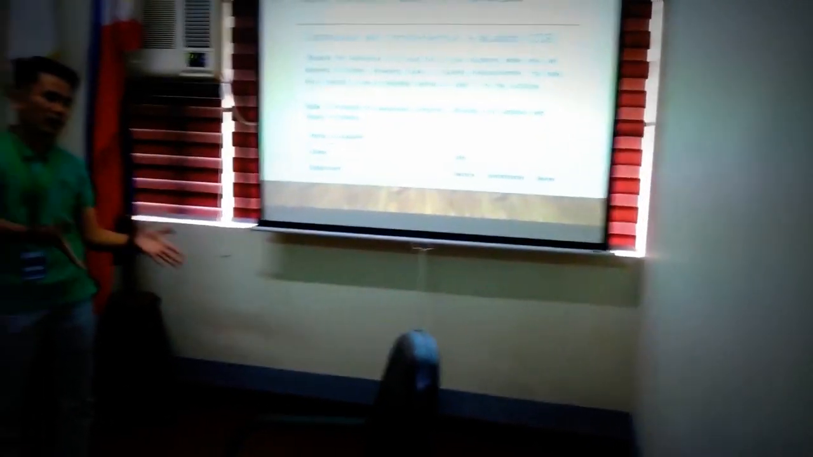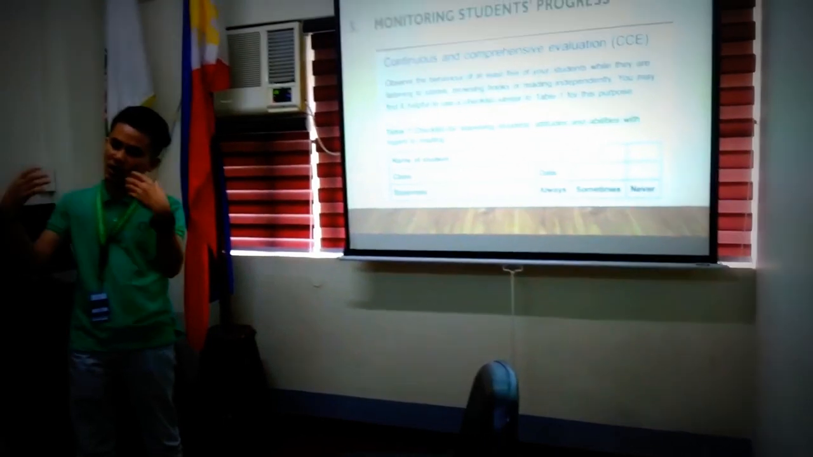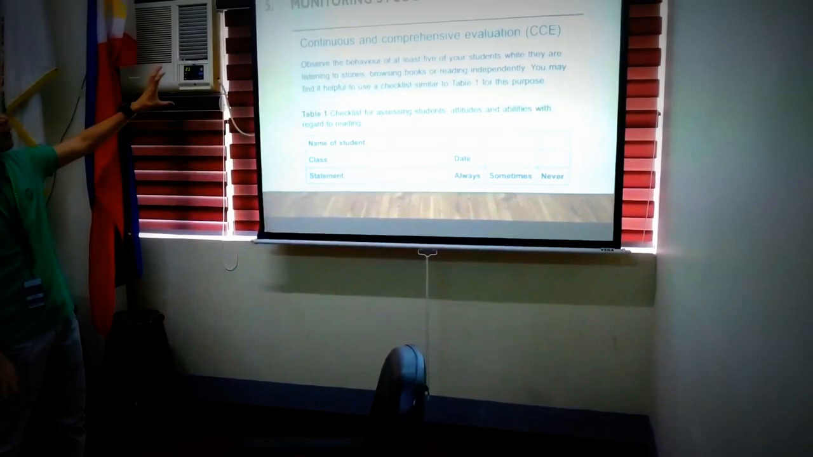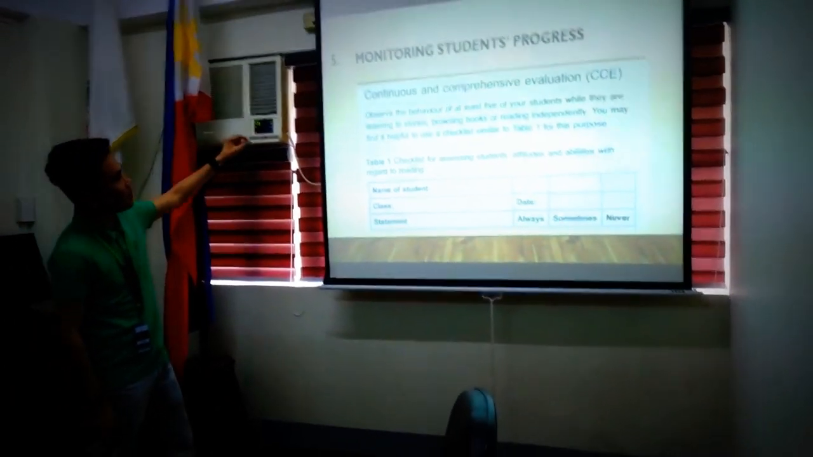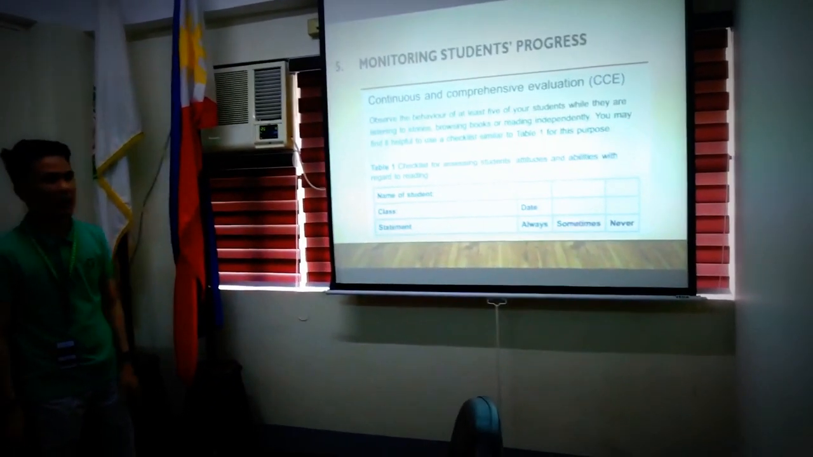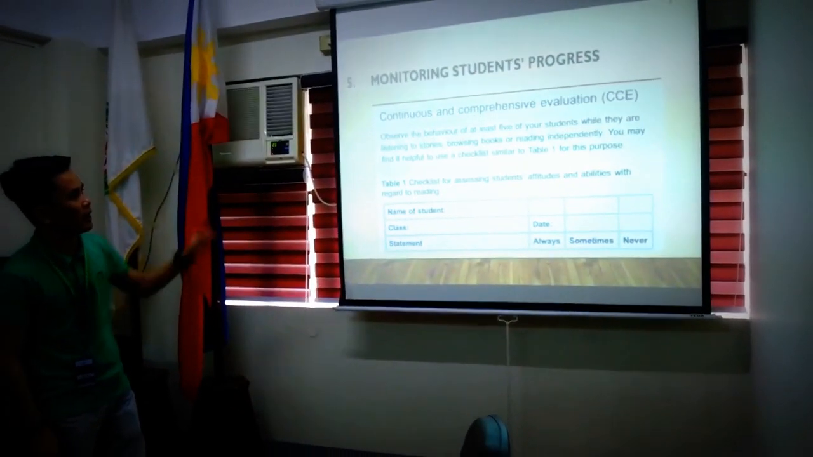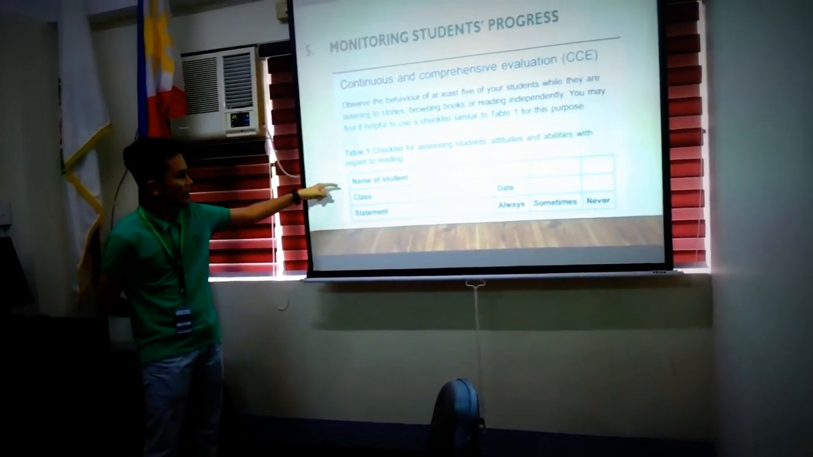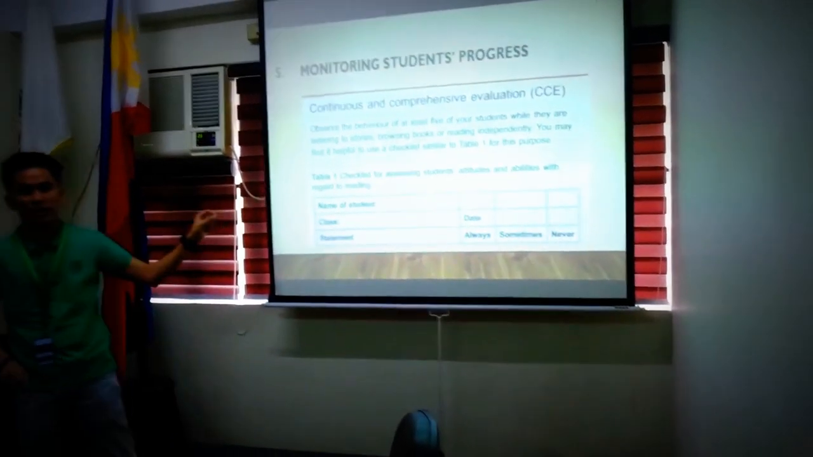Okay, so you have set the mood of the students. You've gotten these books for them to read. And then the last part, of course, you have to monitor your students' progress. Okay, so we have here this sample monitoring record. Continuous and comprehensive evaluation. Observe the behavior of at least five students while they are listening to stories, browsing books. Then you have name of the student, class, statement, always, sometimes, never. Okay, just like in Chinese.